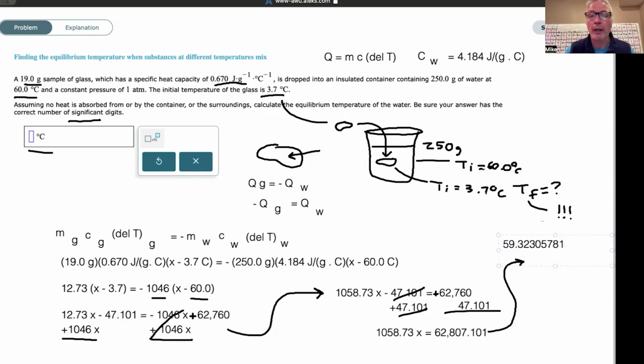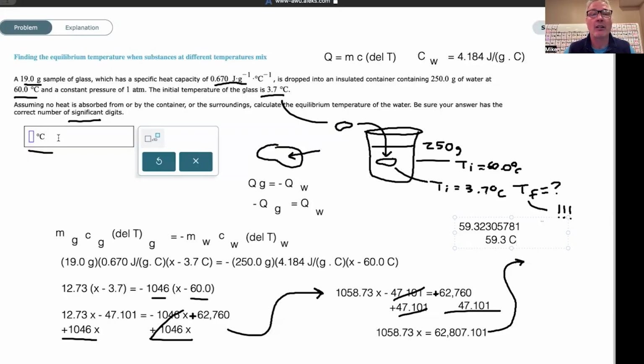And you say, whoa, that was really close to the original temperature of the water. Does that sound right? Yeah, it sounds okay to me. The mass of the glass was, if you think about it, let's say that it was water that was 19 grams. You know, 19 grams is more than 10 times less. So the mass was less.